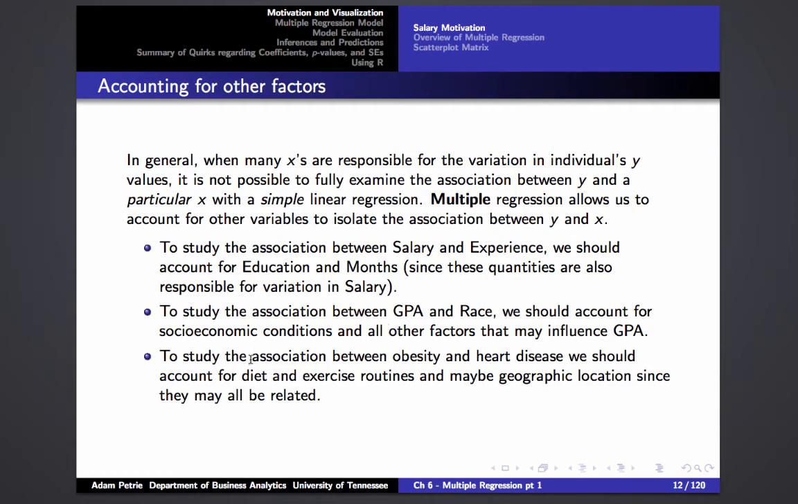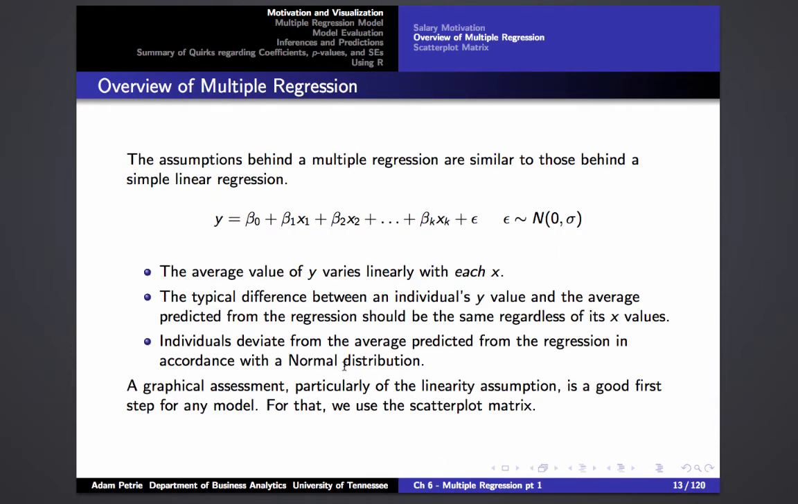Likewise, if we want to study the association between, say, obesity and heart disease, well, we really have our work cut out for us, because there might be a lot of other factors that go into causing heart disease. And in our regression model, if we really want to study the association between obesity and heart disease, we need to take into account all these other factors like diet, exercise routine, geographic location, etc. But once we've done that, once we've accounted for all the extraneous sources of variation, multiple regression allows us to really isolate the association between y and our predictor of interest.